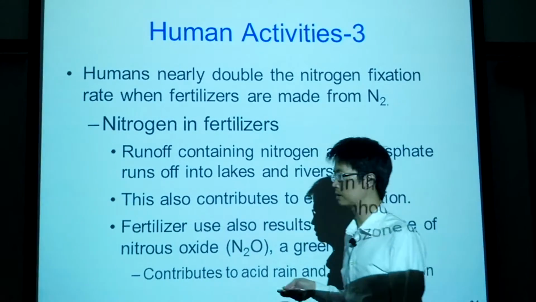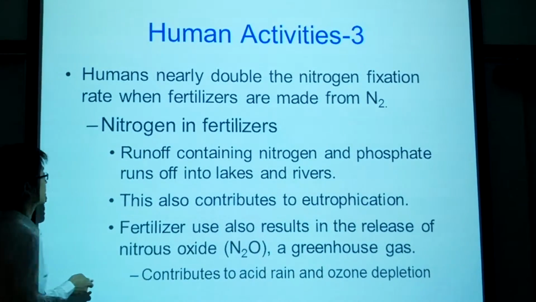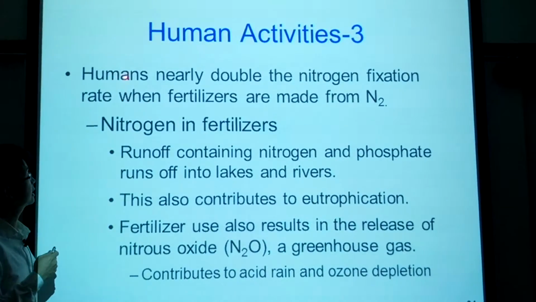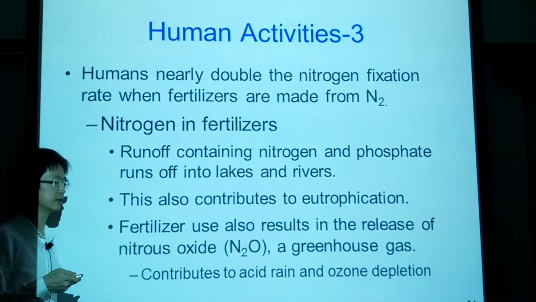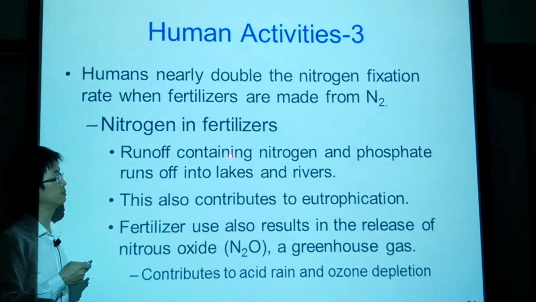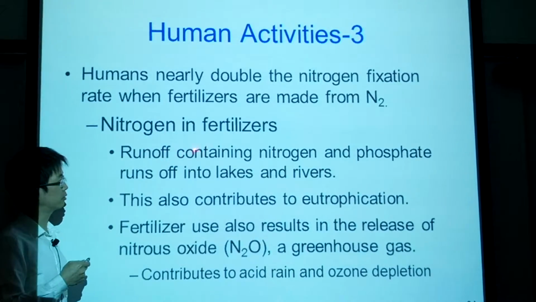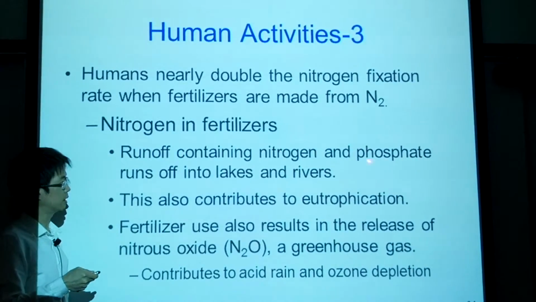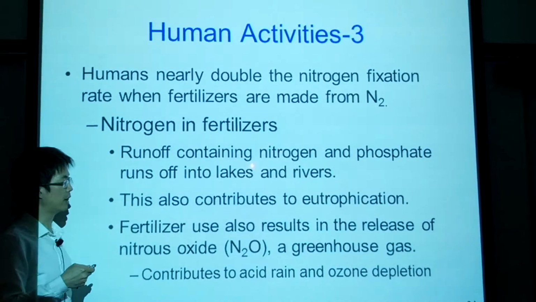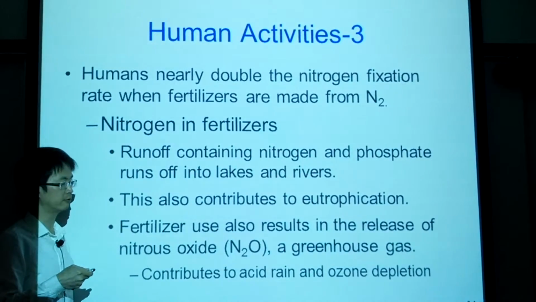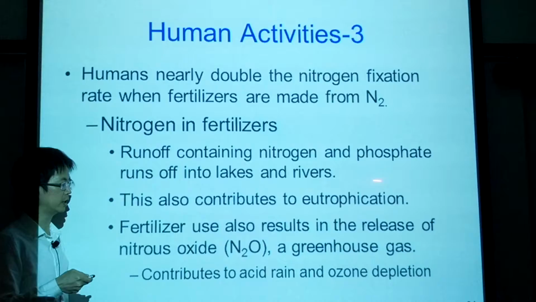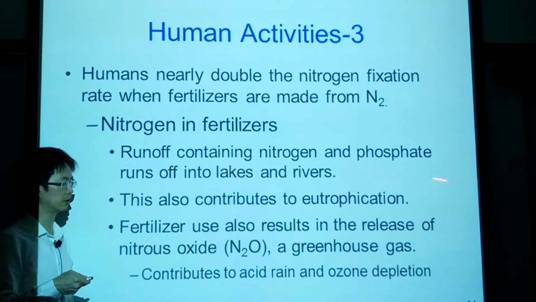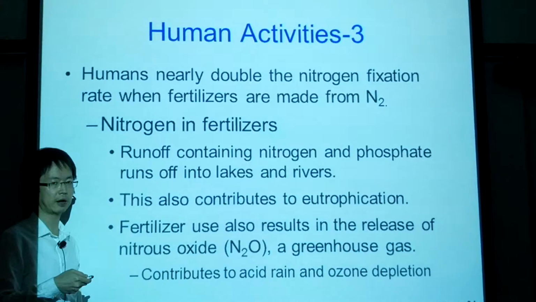Human activities, yes. Humans are involved in all kinds of cycles. Humans have almost doubled the nitrogen fixation because we make fertilizer from nitrogen gas. We take a lot of nitrogen gas to make fertilizer, and there is runoff of nitrogen and phosphate. We have a lot of nitrogen and phosphate dumped into lakes and rivers because we overuse the fertilizer, and it causes eutrophication. Eutrophication is the excessive growth of algae.